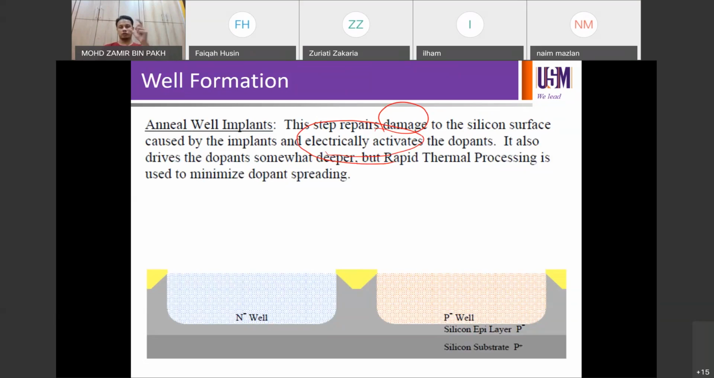So you want to alter the conductivity. You want to change the conductivity, the sheet resistance, and stuff like that. To be able to do that, you have to first electrically activate them. Meaning you wake them up. You put them in, then wake them up. Otherwise, they just sit there sleeping.